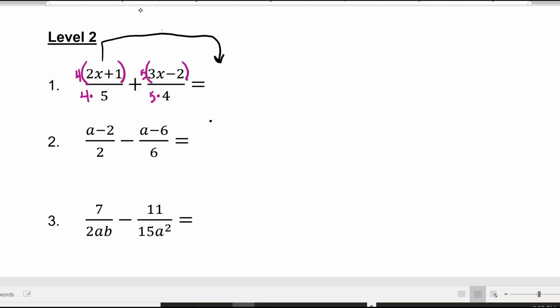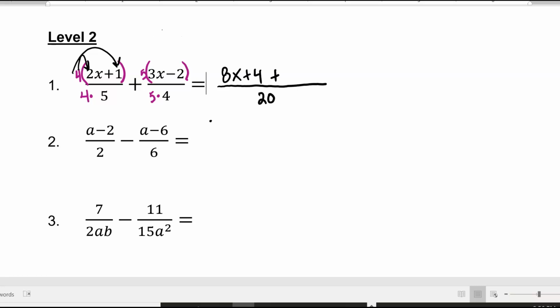So we definitely have both a denominator of 20. But now we need to distribute. So we have 4 times 2x plus 1 is 8x plus 4, plus, and then we have this 5 times 3x minus 2. So we distribute again here. We have 15x minus 10.